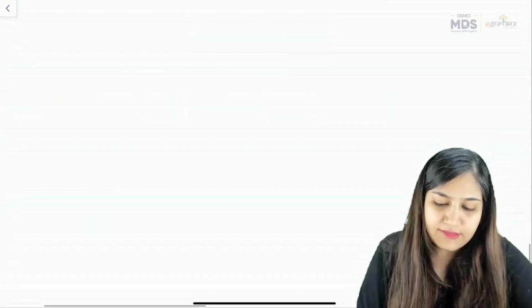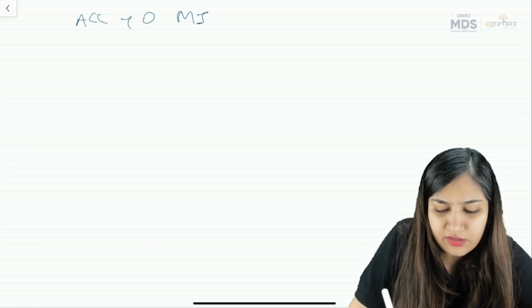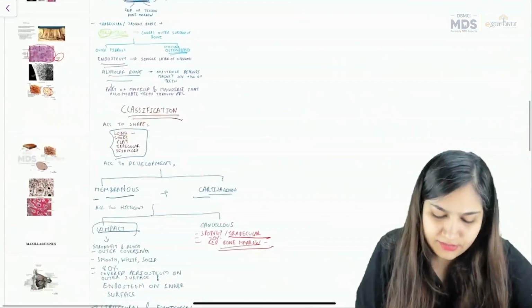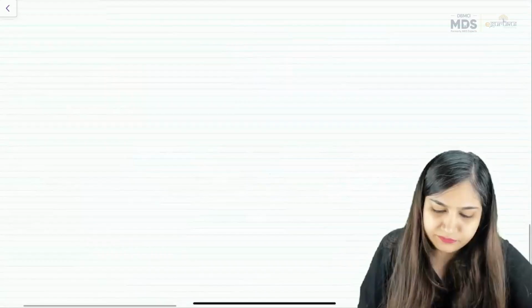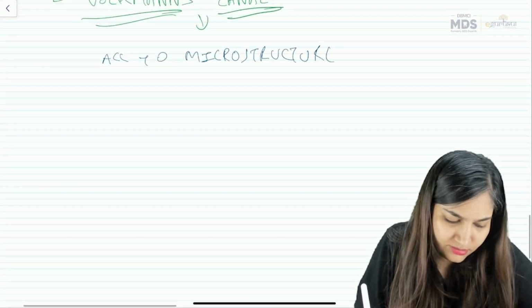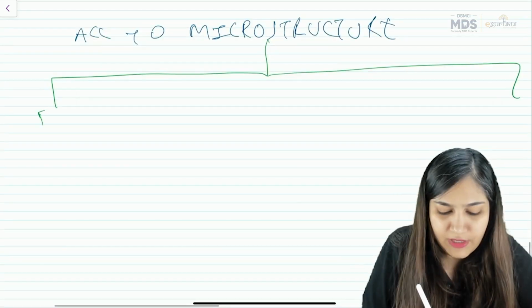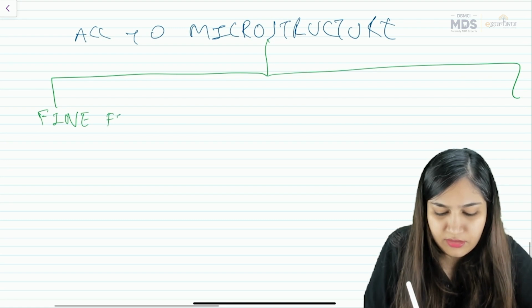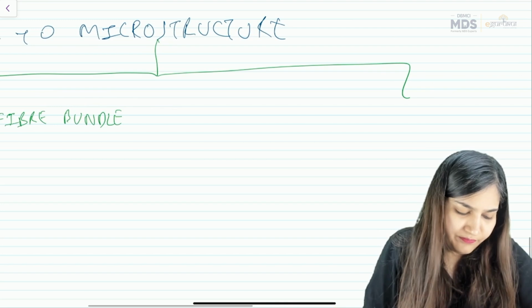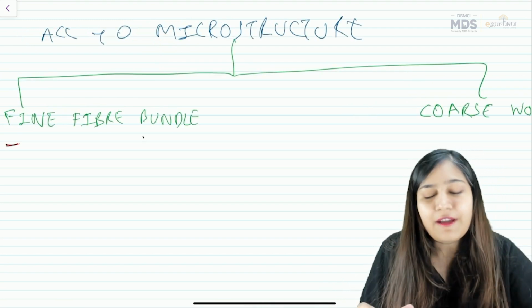Now, another classification is according to microstructure. So we've seen till now shape, histology, and development. According to microstructure: fine fiber bundle and coarse woven bone. Fine fiber is mainly mature.